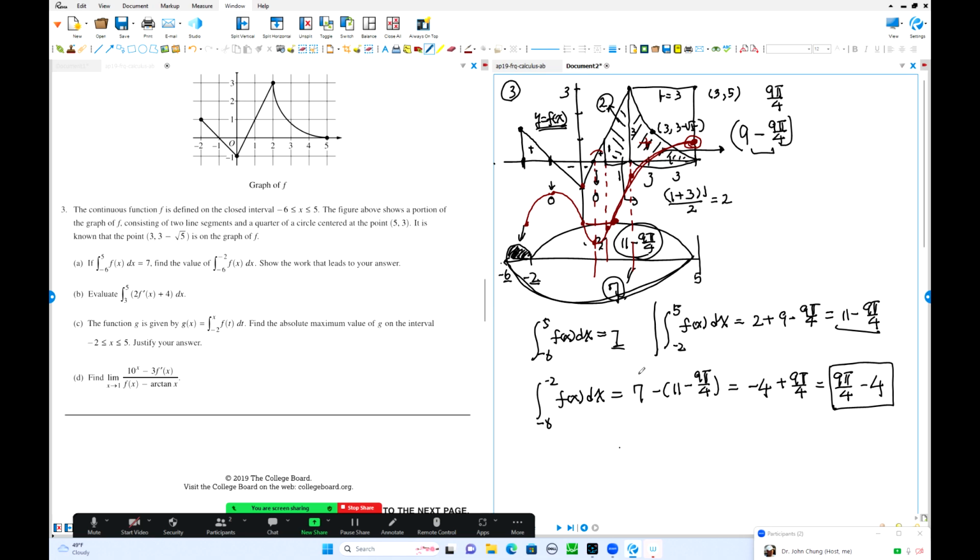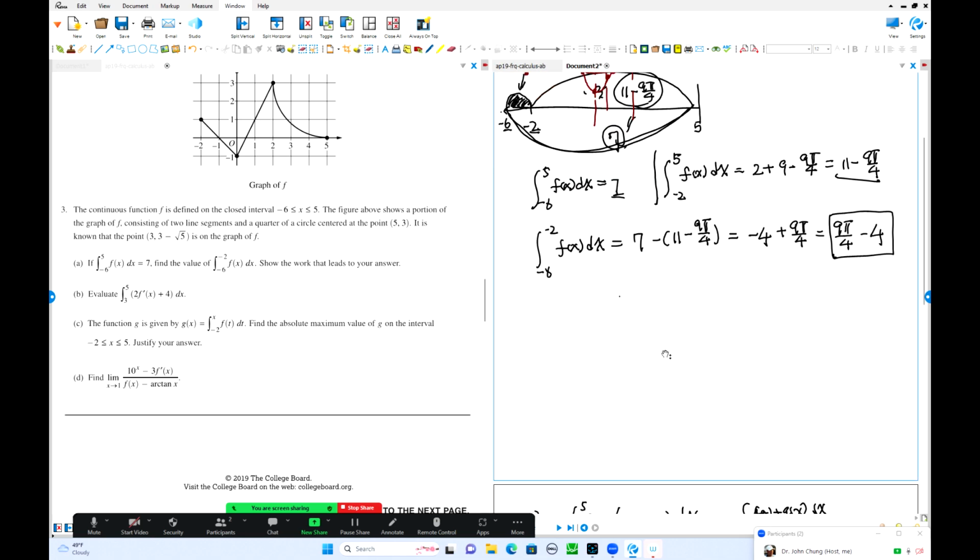Maximum. What's the area from here to here? We just got it already over there, right there. From negative 2 to 5. Where is it? Oh, okay. From negative 2 to 5 over here, right? 11 minus 9 pi over 4, right?